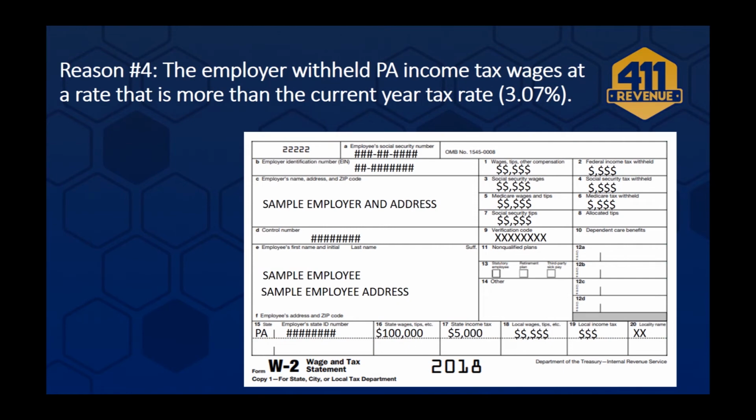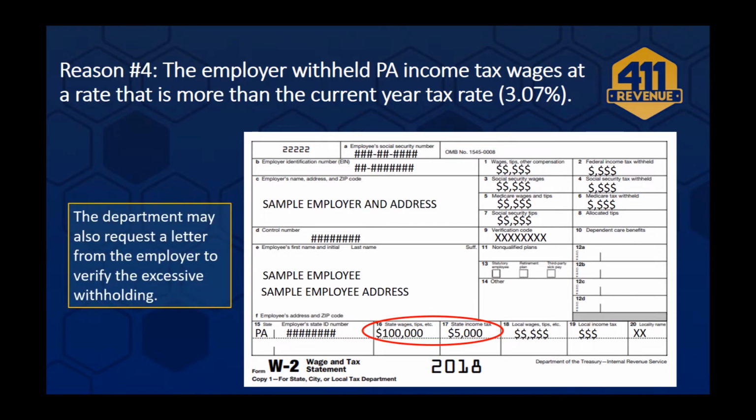Reason number 4. The employer withheld PA income tax from wages at a rate that is more than the current tax year's rate, which is 3.07%. When an employer withholds at a greater rate than Pennsylvania's tax rate, a copy of the W-2 needs to be submitted to the department. As you can see from the example provided, the withholding on this W-2 is greater than 3.07%. The withholding should be $3,070, not $5,000. The department may request a letter from the employer to verify the excessive withholding.